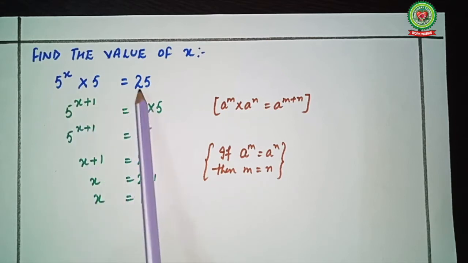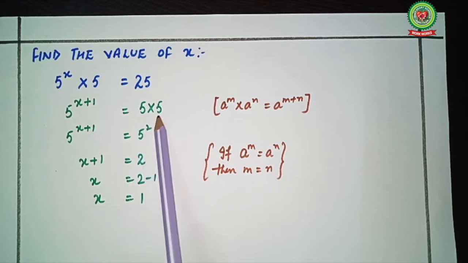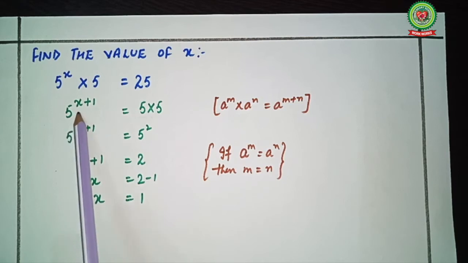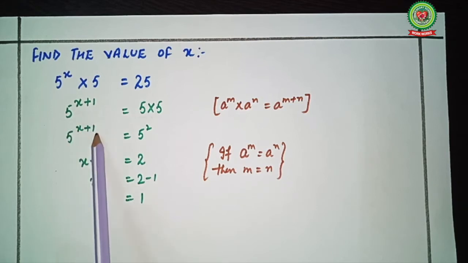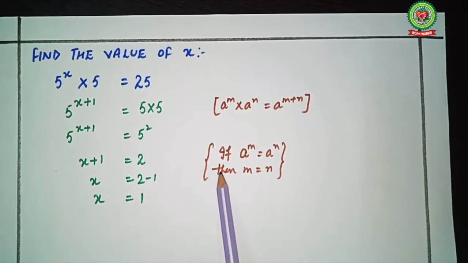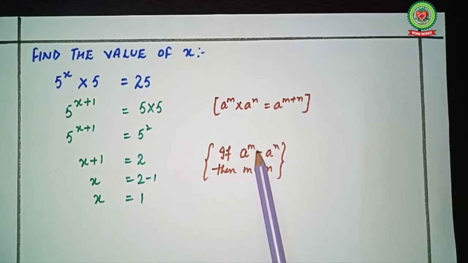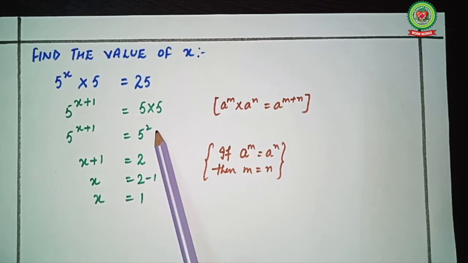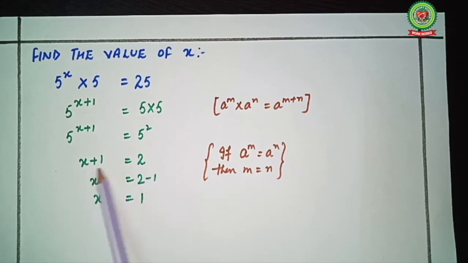And here we will break this 25 into 5 into 5, right? Now 5 into 5 means 5 raised to power 2. And here we will write 5 raised to power x plus 1. Now students, here we will apply this law, that if a raised to power m is equal to a raised to power n, then m is equal to n. That means if the bases are equal, then their powers will also be equal. So we will write x plus 1 is equal to 2, and 1 will be shifted to the right hand side. It will get subtracted, and the value of x will be 1, right? Let's move to the next example.